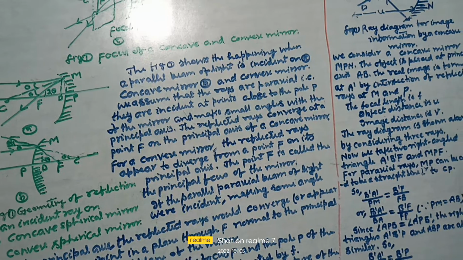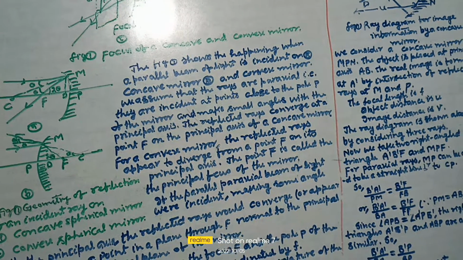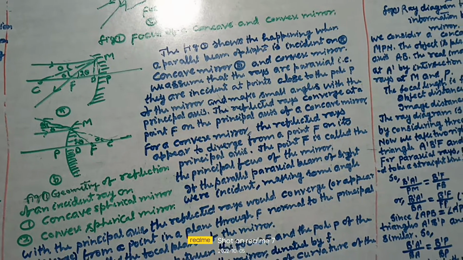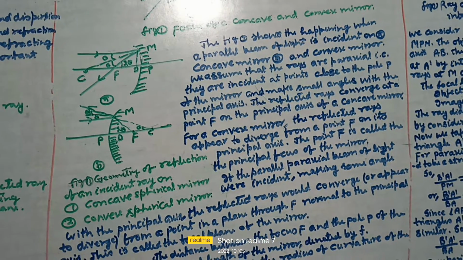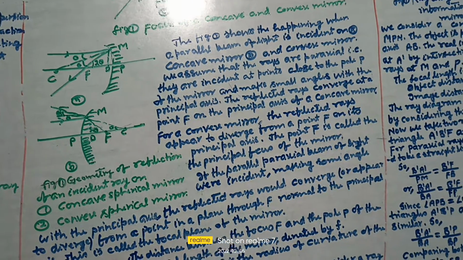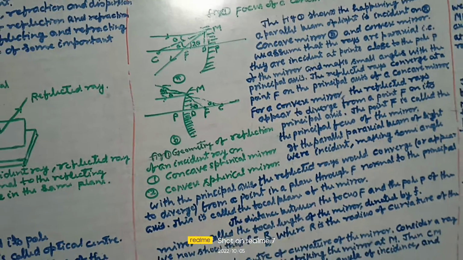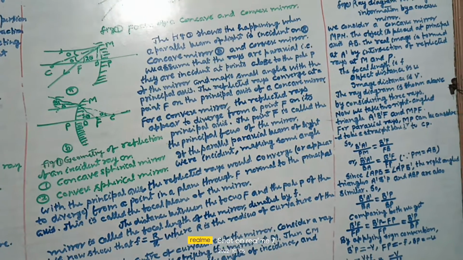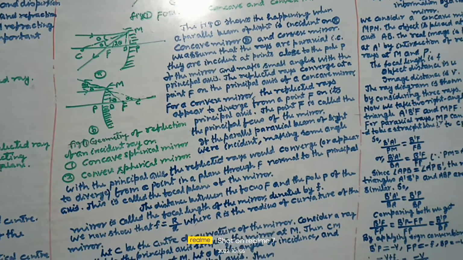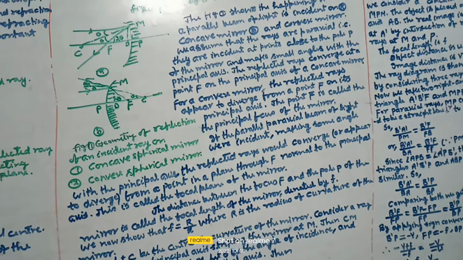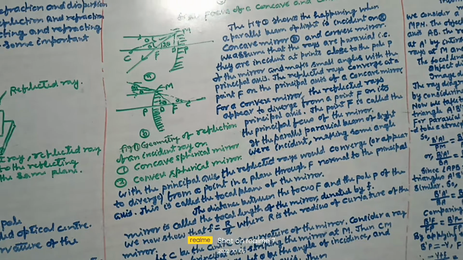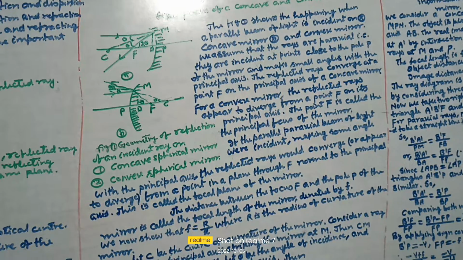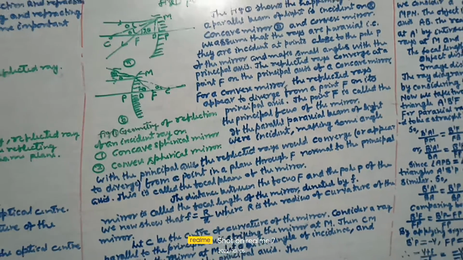If the parallel paraxial beam of light were incident, making some angle with the principal axis, the reflected rays would converge or appear to diverge from a point in a plane through F normal to the principal axis. This is called the focal plane of the mirror. The distance between the focus F and the pole P of the mirror is called the focal length of the mirror, denoted by f. We now know that f = R/2, where R is the radius of curvature of the mirror.